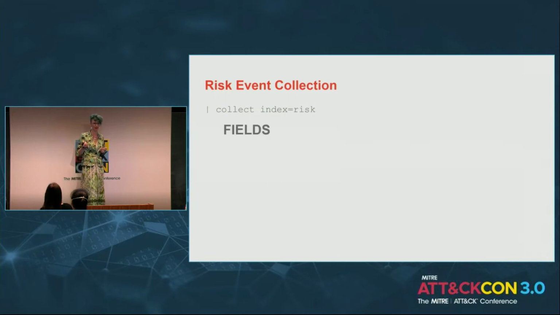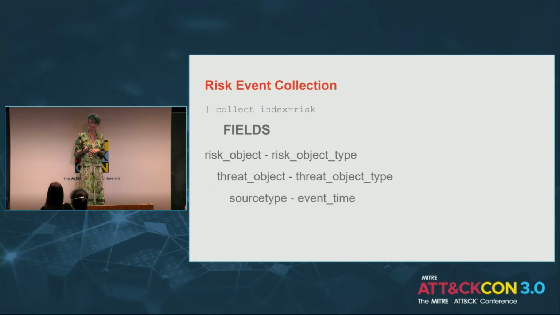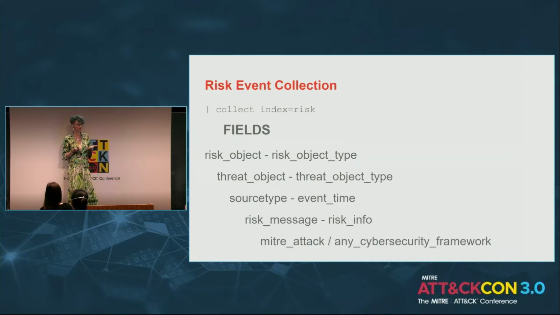But just to review what we've got here as far as fields go, we've got the risk score that we applied at the very beginning. Then we've got the risk object and the type. We've got the threat object and the type. We've got the source type and the event time. And we've got that general risk message along with additional info we might want to include in the risk info field. And then we've got that good MITRE ATT&CK data. But you can also use any cybersecurity framework, CIS-20, Lockheed Martin kill chain, even build your own. I know that MITRE is working on an insider threat kill chain, so that's how I've seen people use it before, like collection, reconnaissance, exfiltration type things.